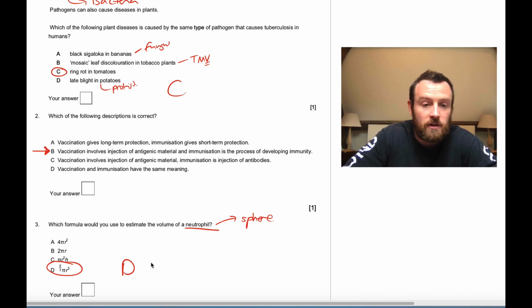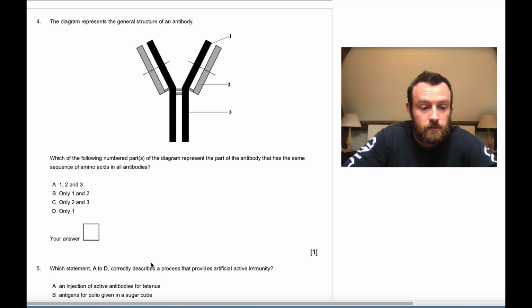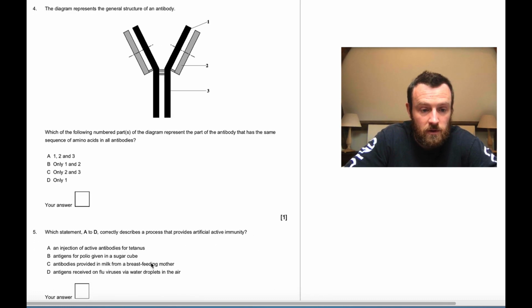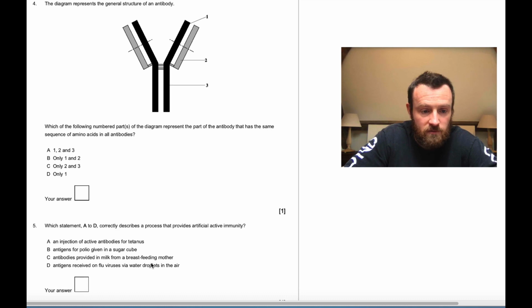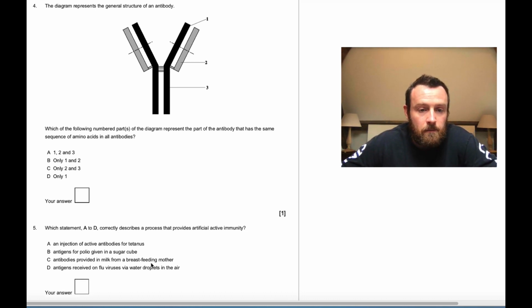Okay, moving on to the next set of questions. Zoom out a little for those of you who don't have the questions. There we go. Okay, so question 4 and question 5. Do those now if you need to. Let's continue. So, which of the following numbered parts of the diagram represent the part of the antibody that has the same sequence of amino acids in all the antibodies?